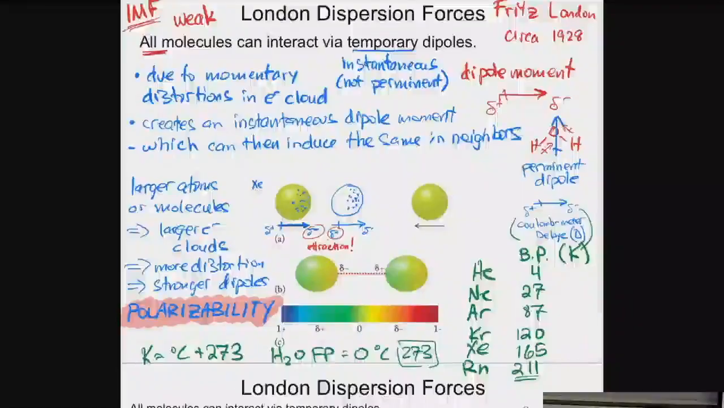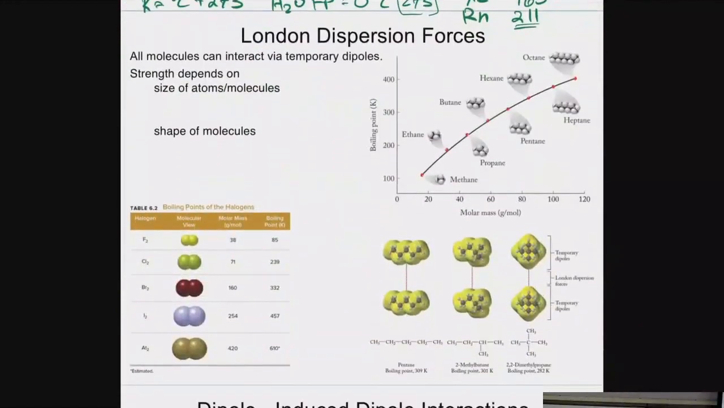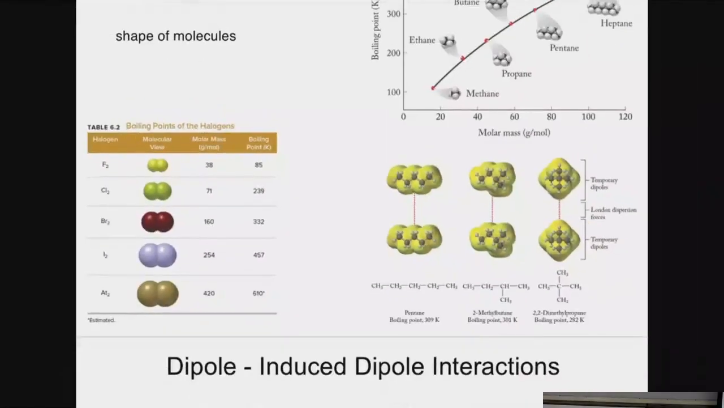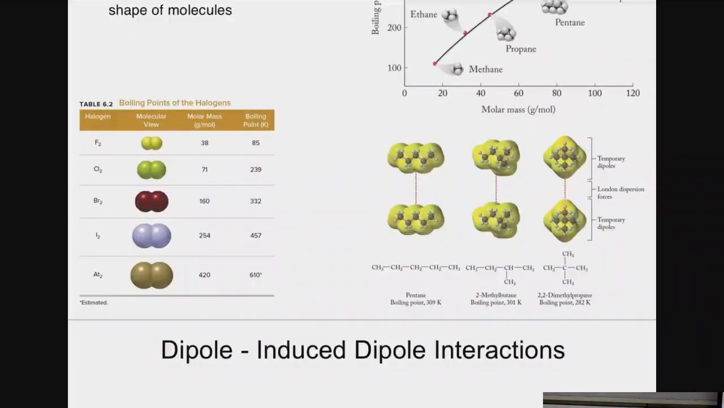So let's take a look at a couple of examples then from the textbook. These are all figures and tables taken from your textbook. Let's start with the lower left here. This is showing you the same trend as I just did with the noble gases, except now we're looking at the halogens. These are elements that are in group 7. And notice that they're all diatomic molecules.